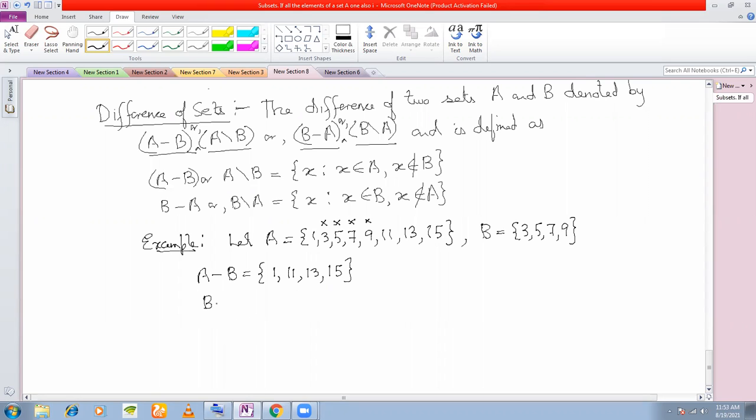And if I want to find out B minus A, then how will I find out? These are all the elements of B from which the elements of A have been excluded. 3 is in A, so I exclude 3 from B. 5 is in A, so I exclude 5 from B. 7 is also there and 9 is also there. So all the elements of B are excluded. So this becomes a null set. So what you note here is that A minus B is not the same as B minus A. This is what we mean by difference of sets.